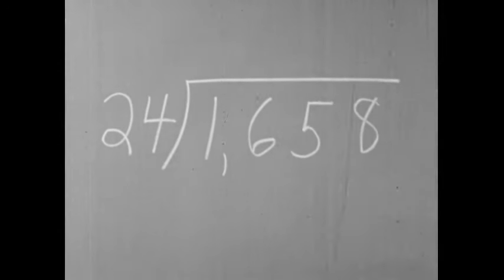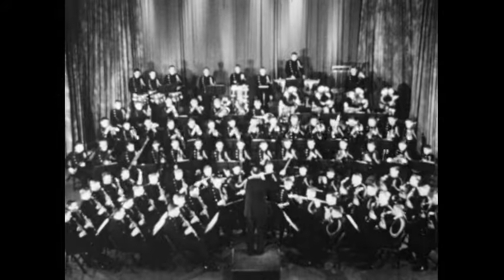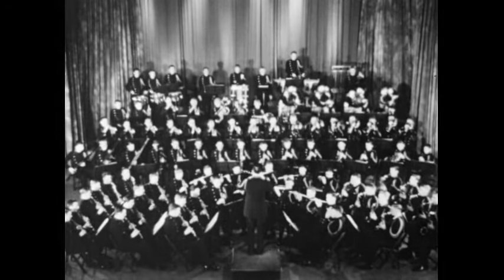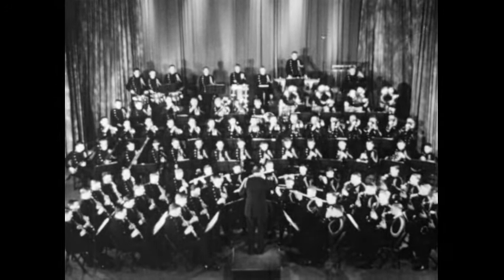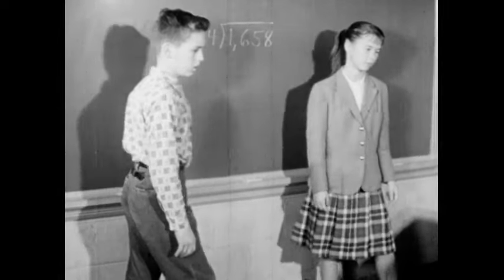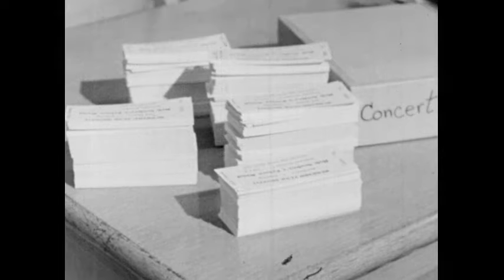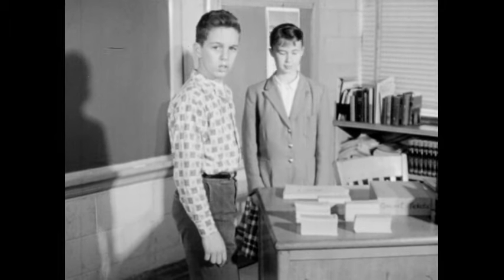1,658 divided by 24. Here's what this problem is about. The school band is going to give a concert next month in the school auditorium, which holds 1,658 people. Linda and Bob are on the ticket committee, and they want to divide the 1,658 tickets to be sold equally among the 24 rooms of their school. How many tickets should each room get? Bob, can you work the problem now?